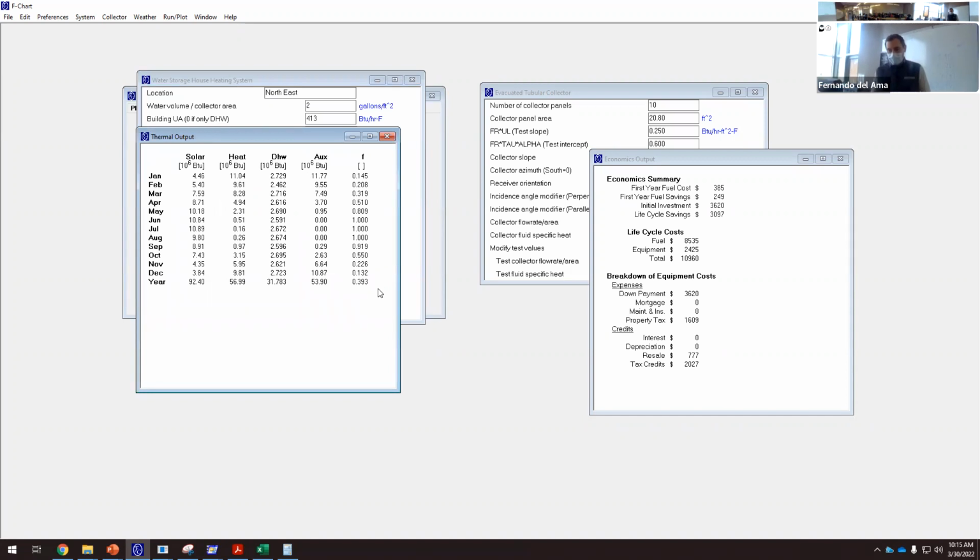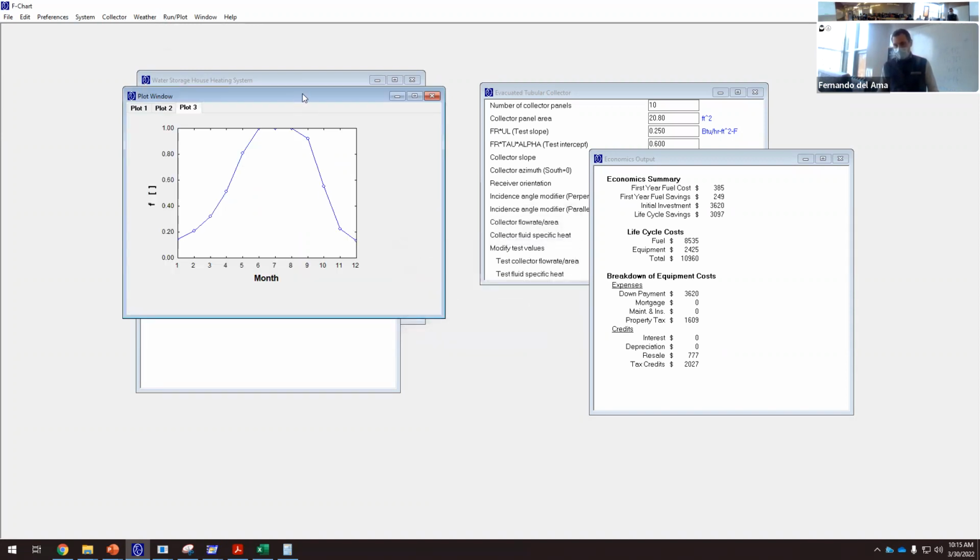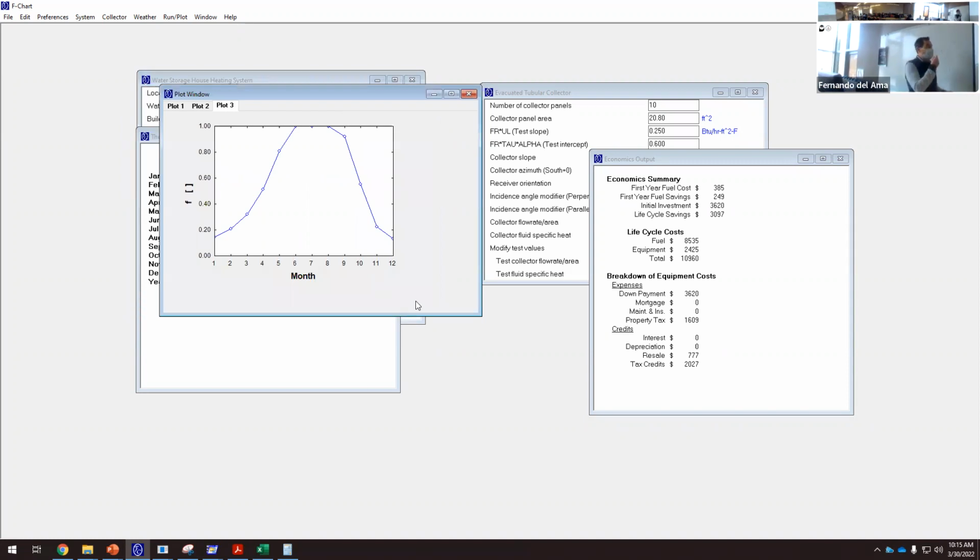And finally, we can plot the F value. And the F value, in the heating season, we have barely 20% of the needs, but in summer we have more than enough. It's more than one. We might run the risk of overheating the system here, but I don't think so. And if it happens, it will happen only in July, probably. Anyway, it's not that bad.